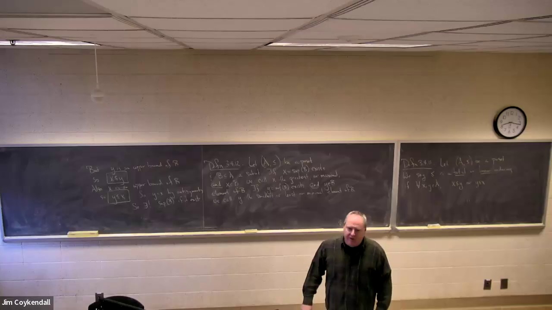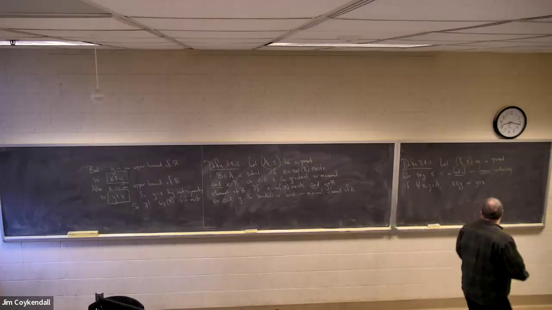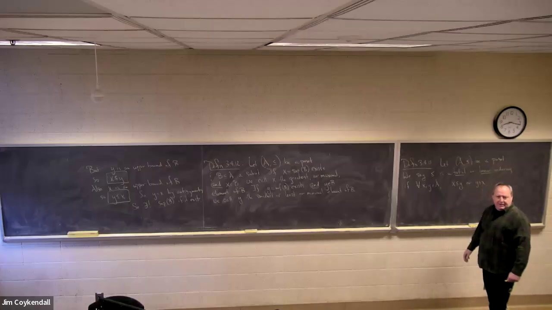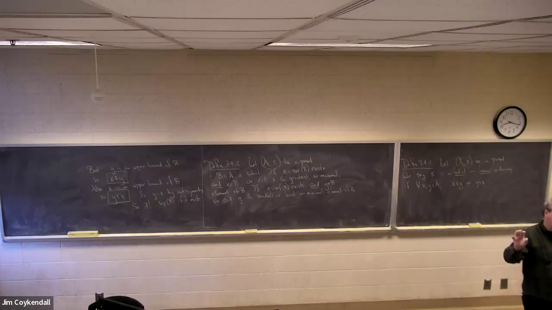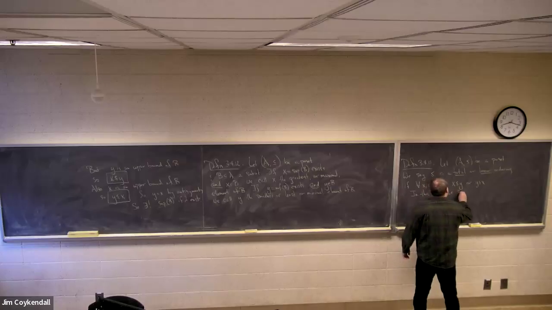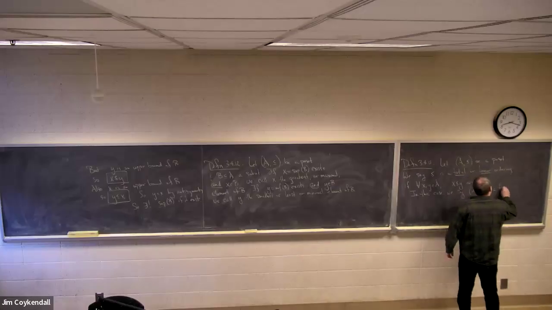If you pick any two things, one of them is less than or equal to the other. This is not true for subsets of a set, right? Because even for the set {1, 2, 3}, if you look at all the subsets, the set consisting of just 1 and the set consisting of just 2 aren't comparable. Neither one of those contains the other. In such a case, we say A is not a total set.